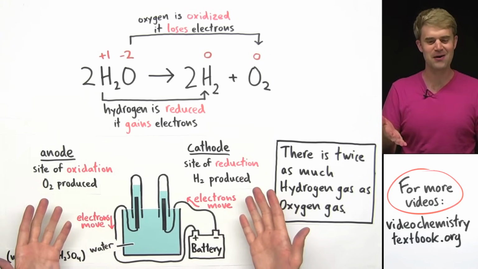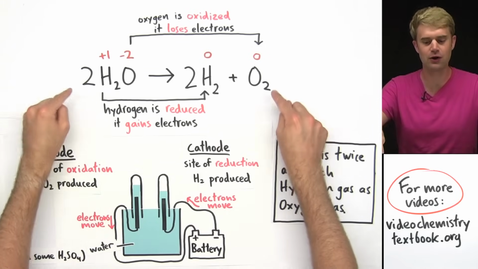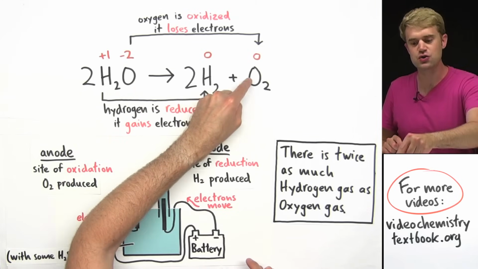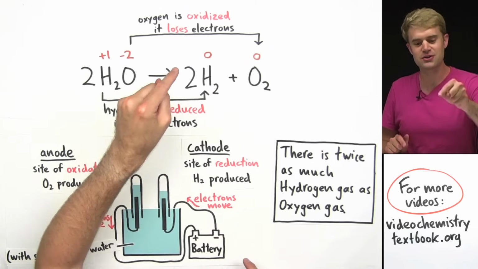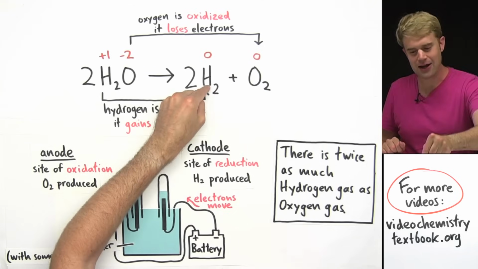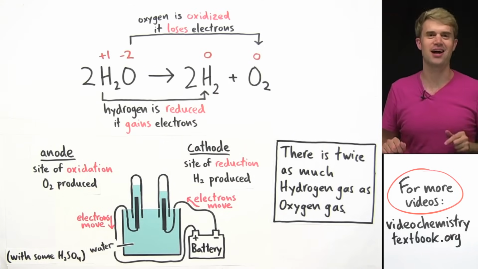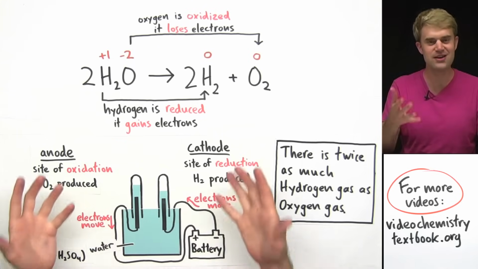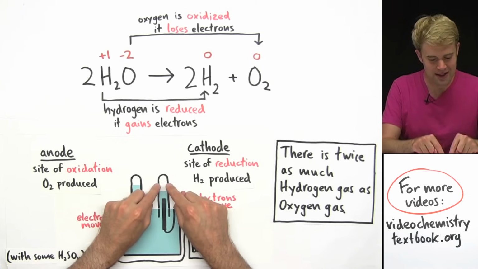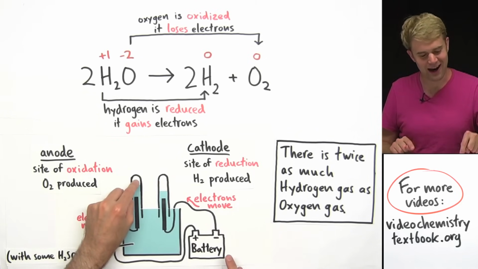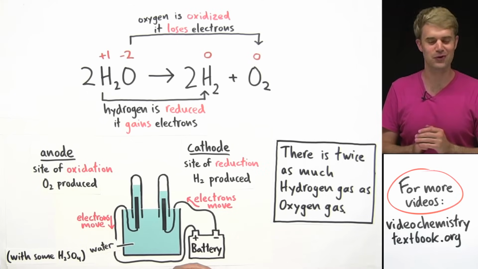Why is that? Well, take a look at this balanced equation here. We have 2 H2 and just 1 O2. So there is a 2-to-1 ratio of hydrogen gas to oxygen gas. That means that when we do this electrolysis, we are physically going to get twice as much hydrogen gas in this test tube as we get oxygen gas over here.